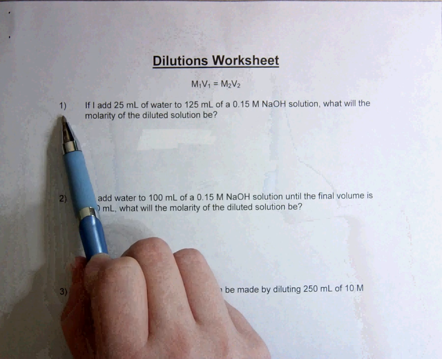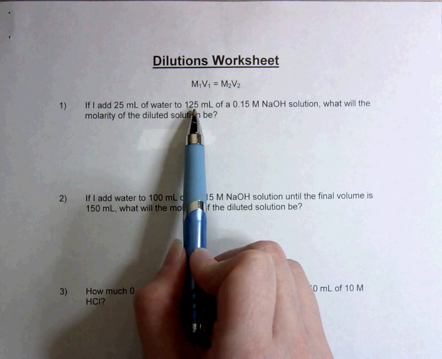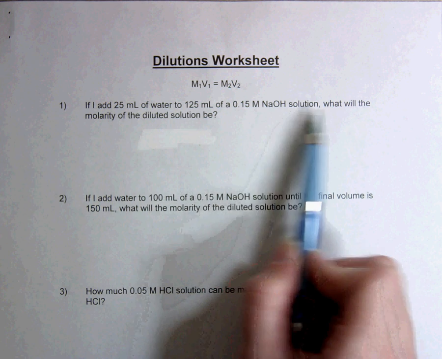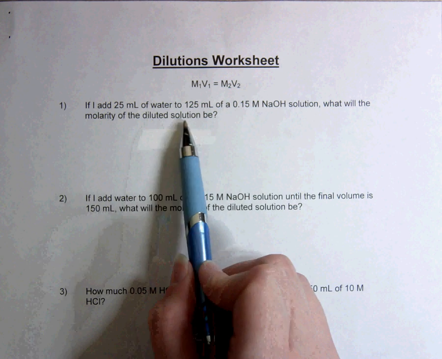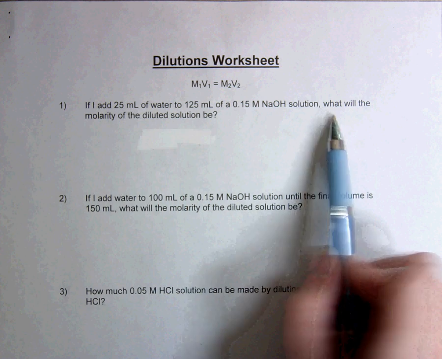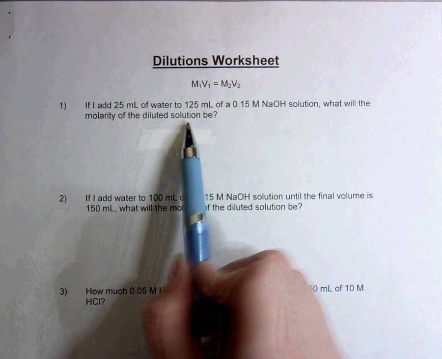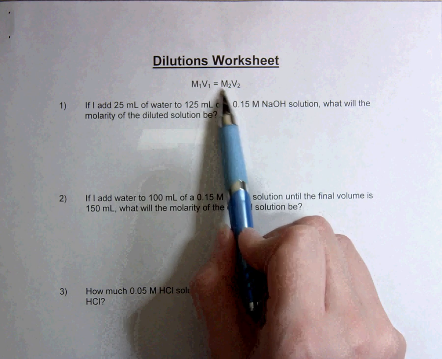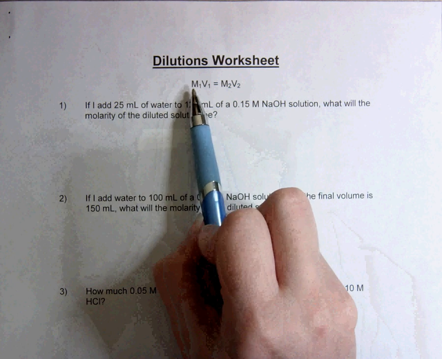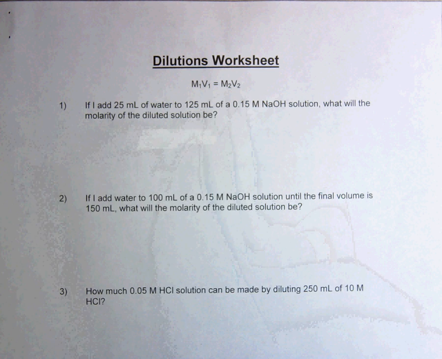So if I look at this first one, it says if I add 25 milliliters of water to 125 milliliters of a 0.15 molar NaOH solution, what will the molarity of the diluted solution be? So first of all, what am I looking for? I'm looking for the molarity of the diluted solution. It means the molarity of the new solution, so that's my molarity 2, my M2. So I'll be solving for M2.